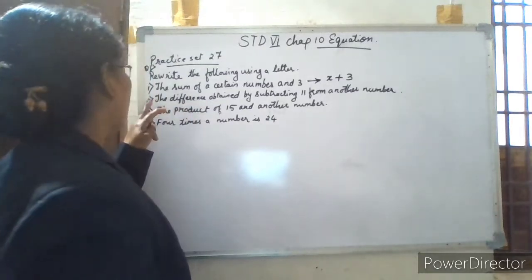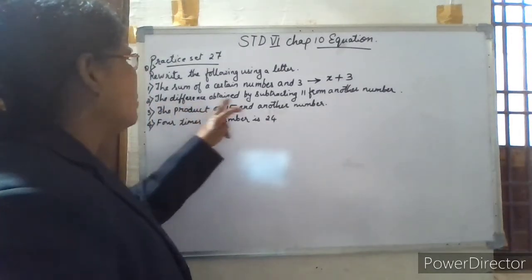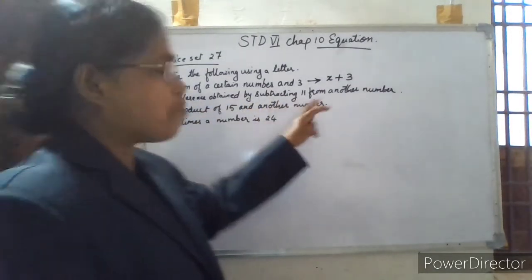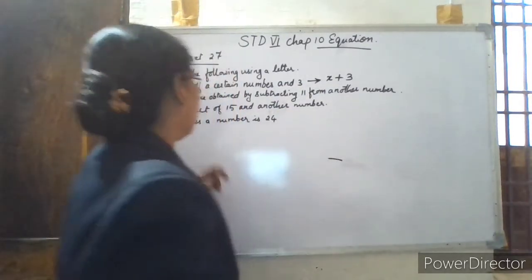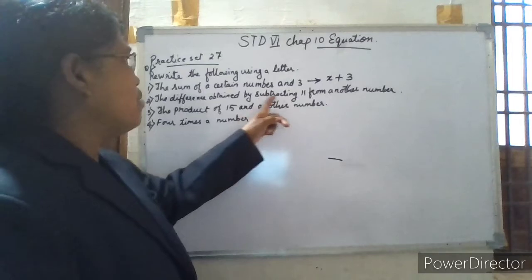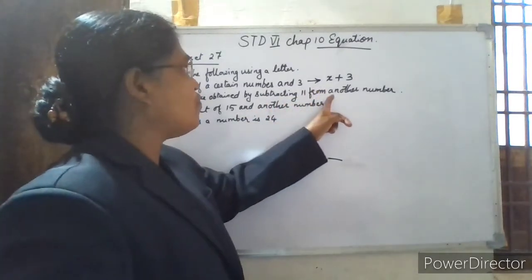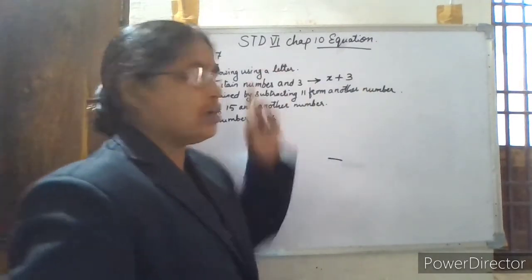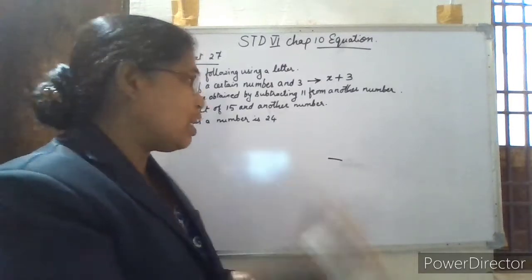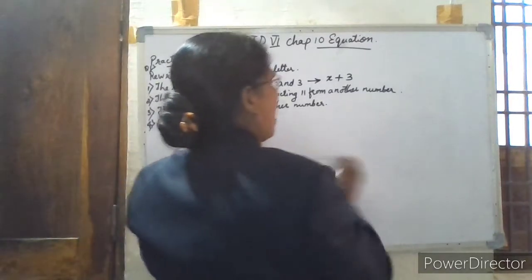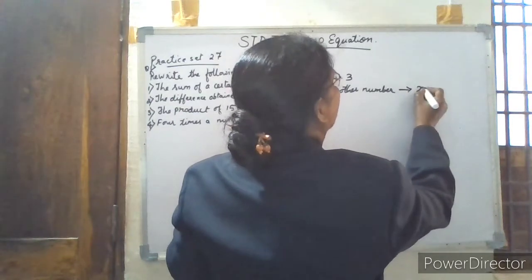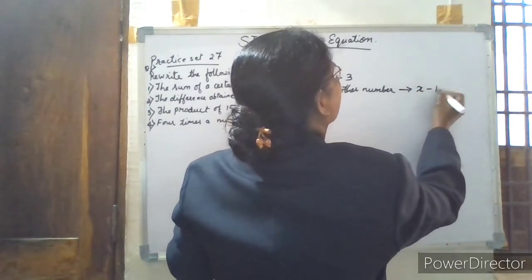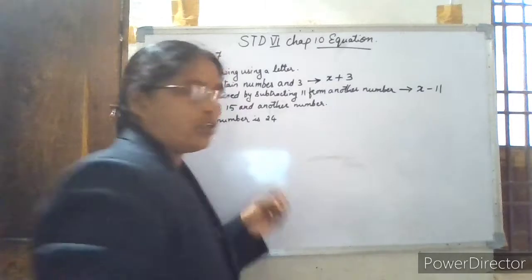Now the second one: the difference obtained by subtracting 11 from another number. Subtracting means minus, and difference also means minus. We have to subtract 11 from another number. What is the other number? We don't know, so let us take it as x. So it is x minus 11. That much only.